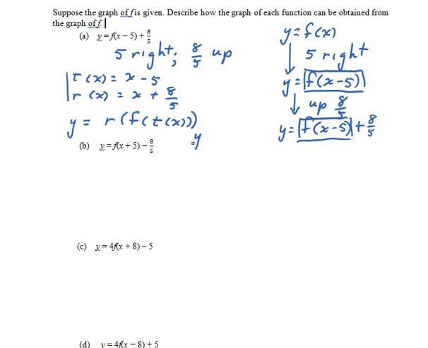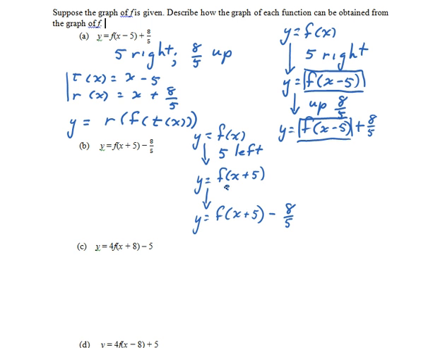In part B, we start with y equals f of x. This time, we go to y equals f of x plus 5, followed by y equals f of x plus 5 minus 8/5. So first, we go 5 units left, and second, we go 8/5 units down. So 5 left, 8/5 down. Both involving only rigid transformations. The shape of y equals f of x is not changed.